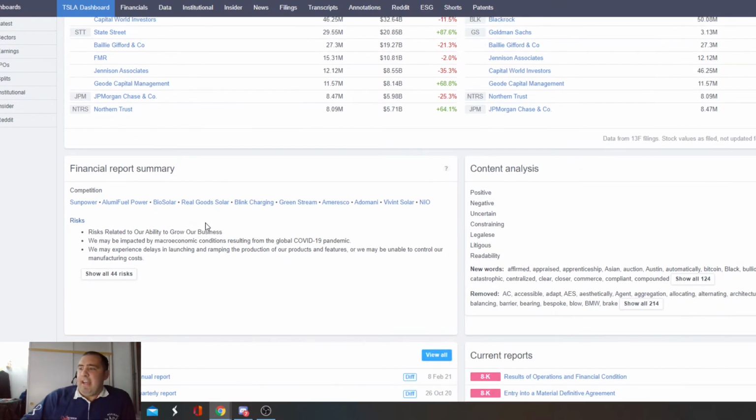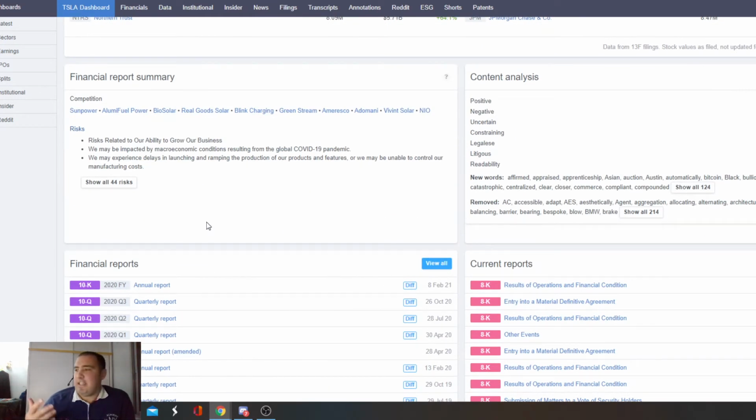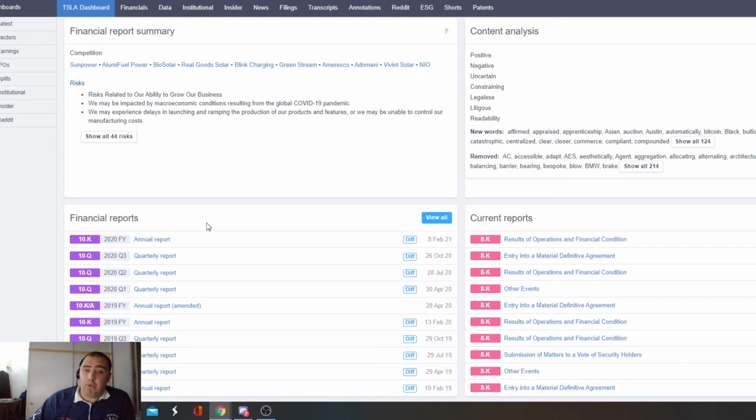And then finally at the bottom, again, this is probably the most compact tool that you could have. It even gives you the financial reports, the 10Ks, the 8Ks, so you can click on them and download the PDF directly without having to go into the website. Absolutely beautiful. You have a content analysis, which I don't tend to pay a lot of attention to.